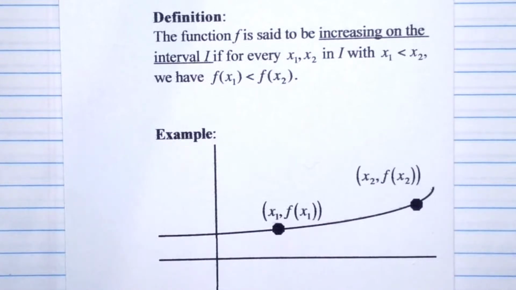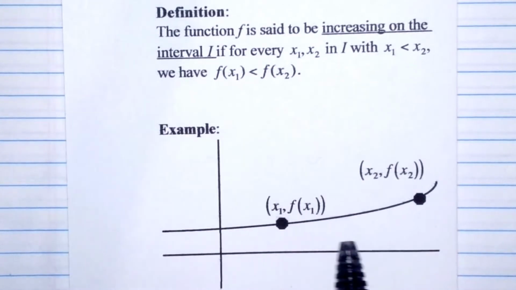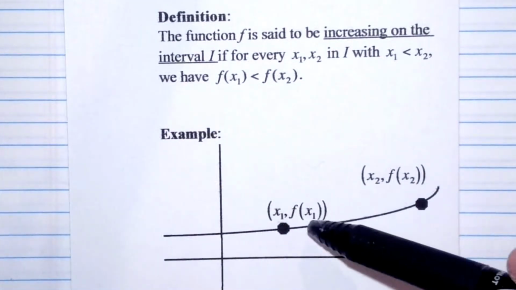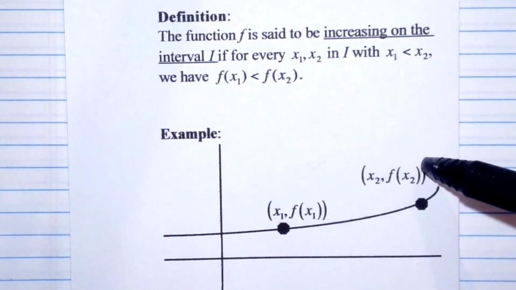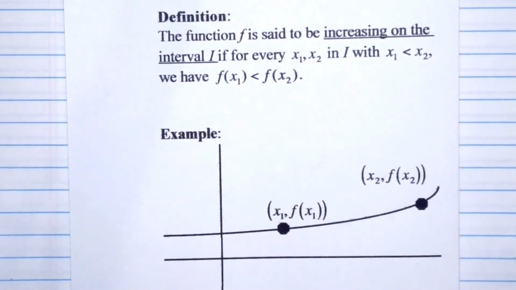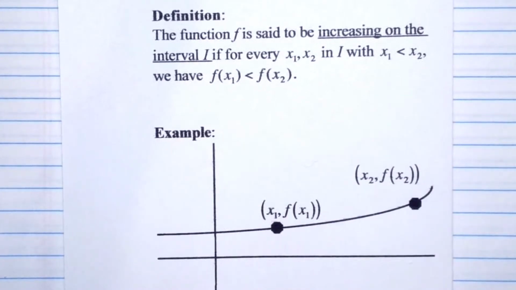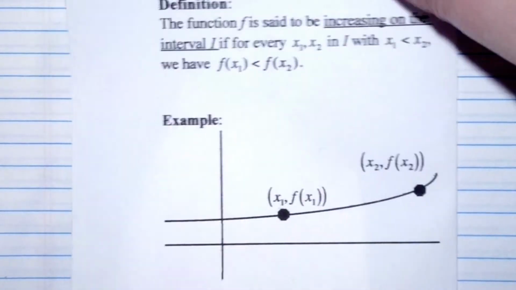But a function is said to be increasing on the interval I if for every x1 and x2 in the interval I, with x1 being the smaller one, in other words, x1 being the one on the left and x2 being the one on the right, we have f of x1 is less than f of x2. In other words, the y-coordinate on the left is going to be smaller than the y-coordinate on the right. That's what we mean by a function increasing on an interval.